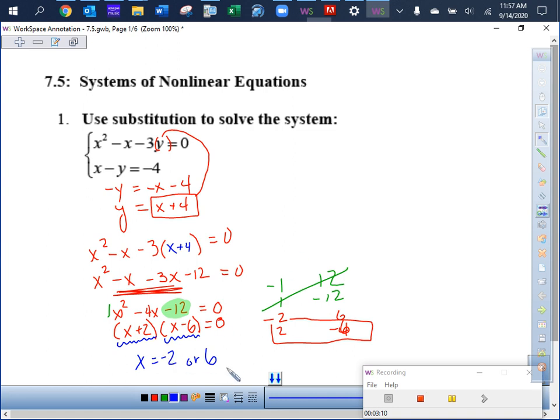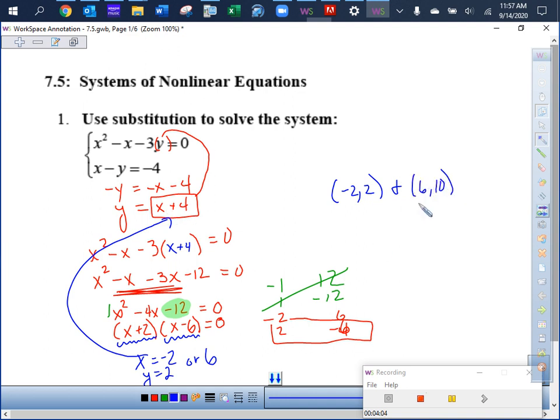But most people would type this into MyMathLab, and that's not right. They didn't want to know what the x values were. They wanted to know where the ordered pairs are, where these lines intersect. So what we've got to do is substitute back in, and we're going to get those two ordered pairs. If x is -2, would you believe that y would be -2 plus 4, which is 2? Is that okay for you? So here's one ordered pair: -2, 2. And if x was 6, y would be 6 plus 4, which is 10.